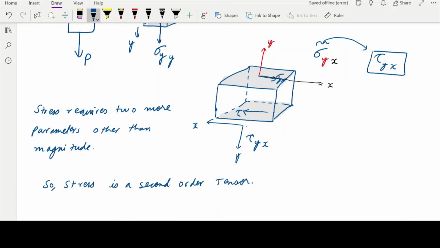So in the further videos, I will be explaining the principle of complementary shear stresses, in which this representation will be even clearer.